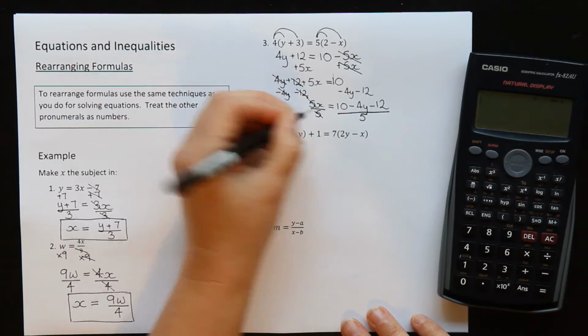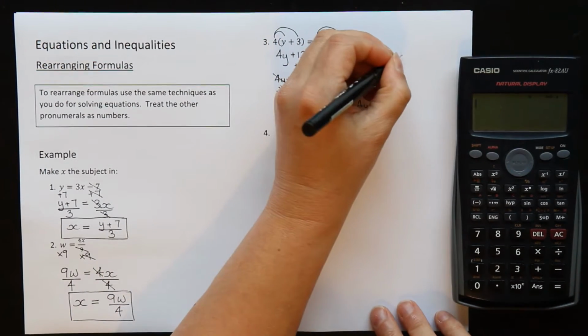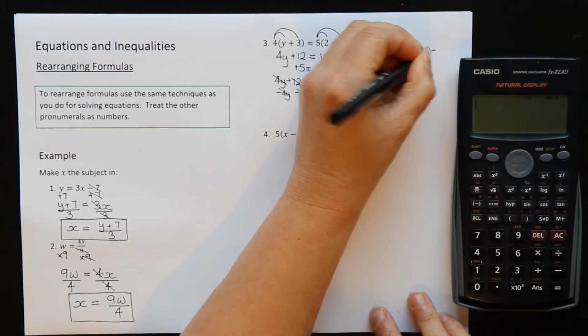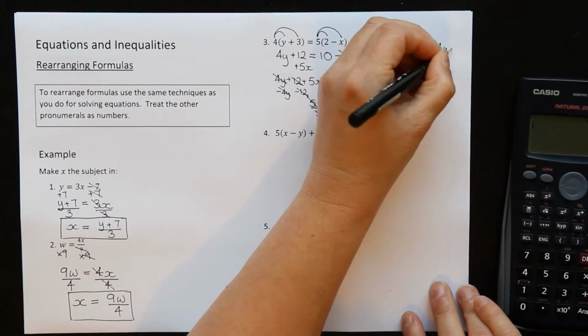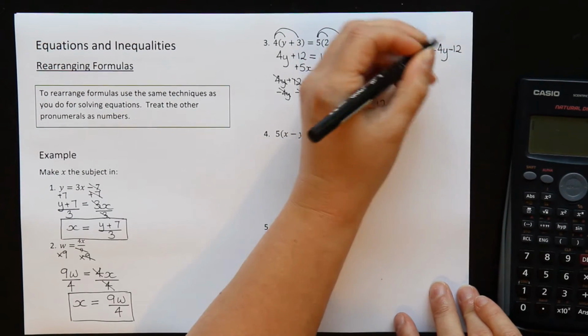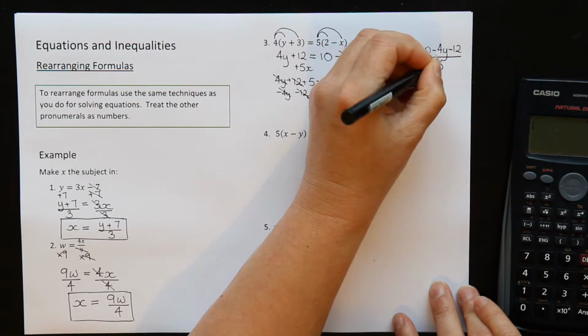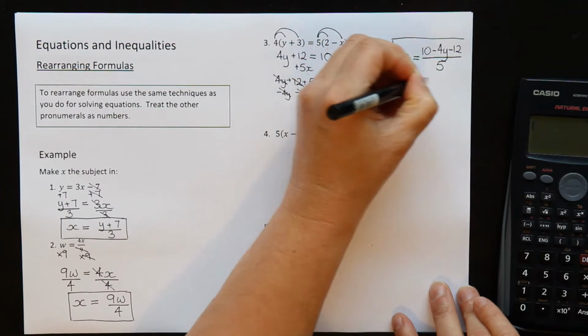And that's the final answer. I just am running out of room to write it. I might just write it over the side here for you. X equals 10 minus 4y minus 12 over 5. Okay, that's our answer.